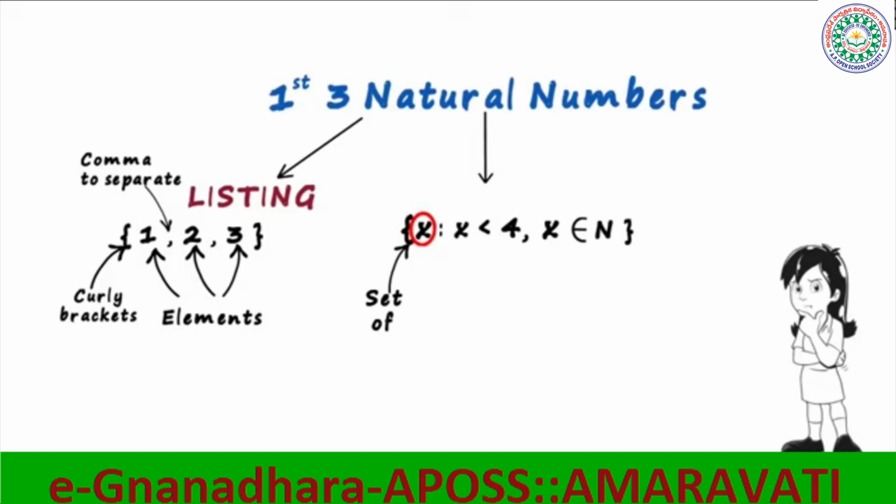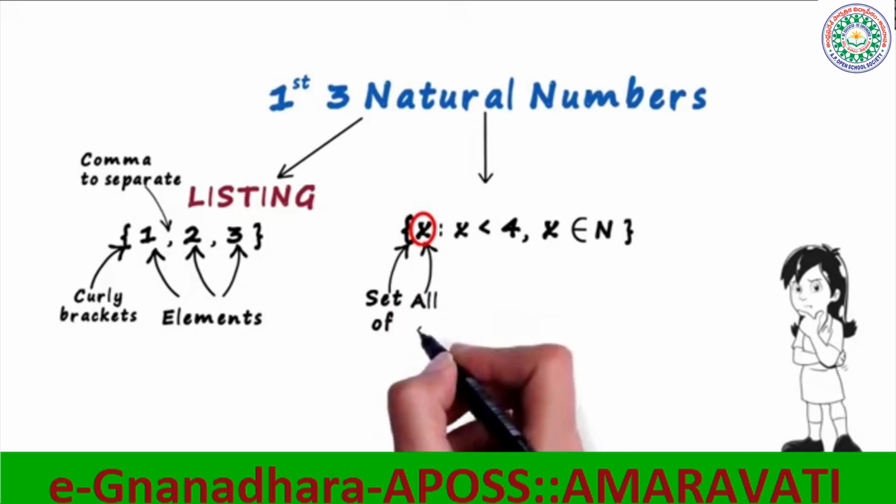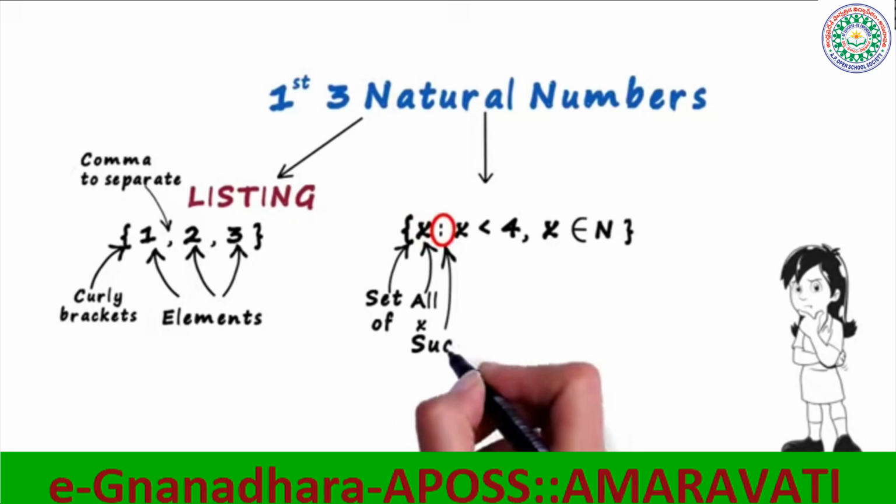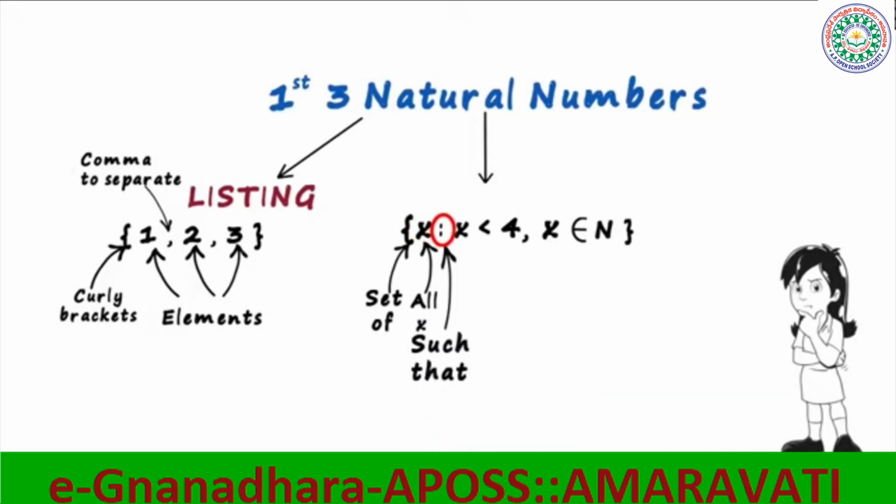So in our example, this can be read as all x. The colon means such that. This is the first new thing we learnt here. A colon means such that. So this part is read as set of all x such that. It means that we have a few conditions coming up. Here we can see 2 conditions separated by a comma. This one and this one. The first condition is simple. It says x is less than 4.